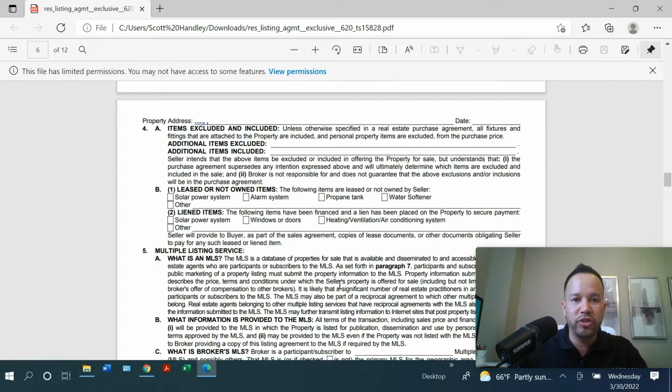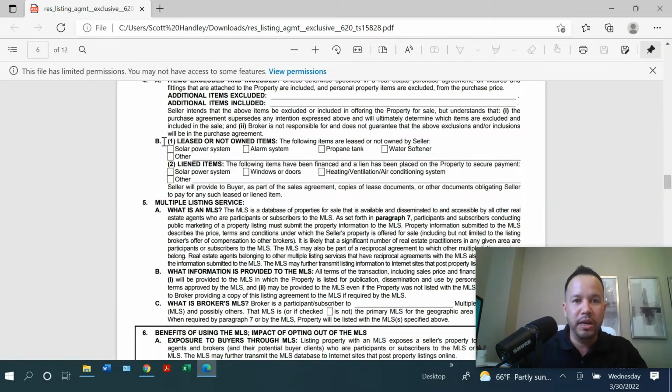So if there's a fixture and you're excluding it, let's say it's a nice chandelier, go ahead and mark it here. If it's a fixture that's affixed to the property, you'll want to make sure you specify it again right here. Additional items include, and you can include it here, maybe a Tuff Shed or some personal property, or let's say a countertop microwave. You might want to put that in there if it's part of the sale, because a countertop microwave is personal property. Okay, so keep that in mind there.